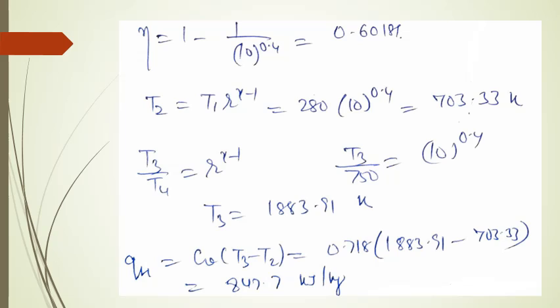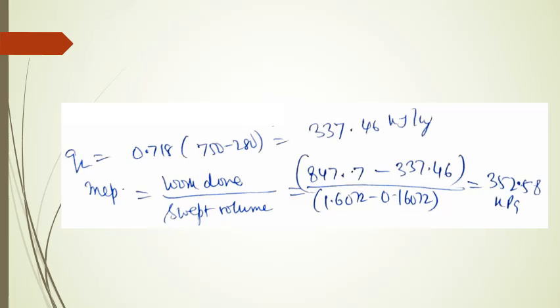Now the heat supplied to the cycle is equal to Cv into dT, that is Cv into T3 minus T2, because 2 to 3 is the heat addition process. So that comes out to be 847.7 kilojoules. Now the heat rejected, that is equal to Cv into T4 minus T1, comes out to be 337.46 kilojoule per kg. Now the mean effective pressure is equal to work done upon swept volume.